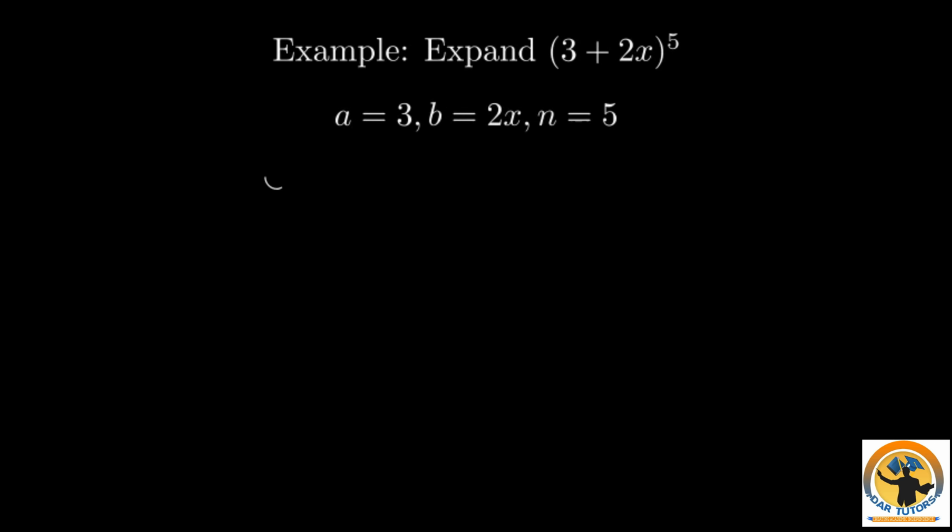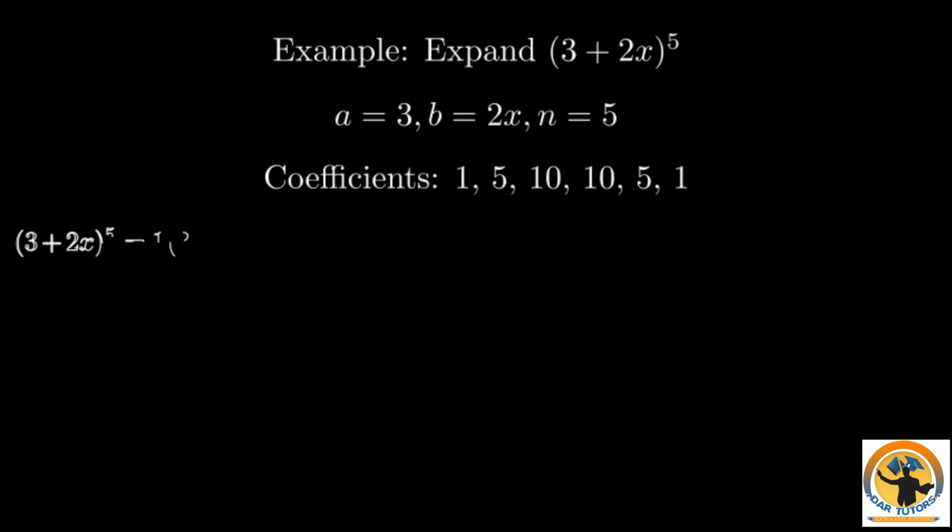Here, a is 3, b is 2x, and n is 5. The coefficients are from the fifth row of Pascal's triangle: 1, 5, 10, 10, 5, 1. Now we write out the expansion.